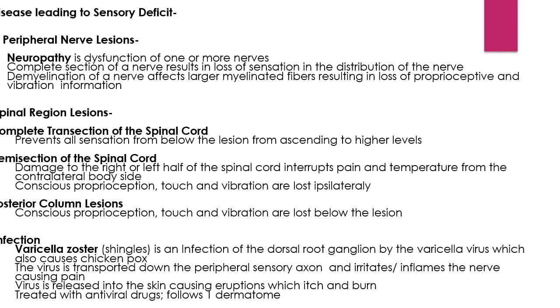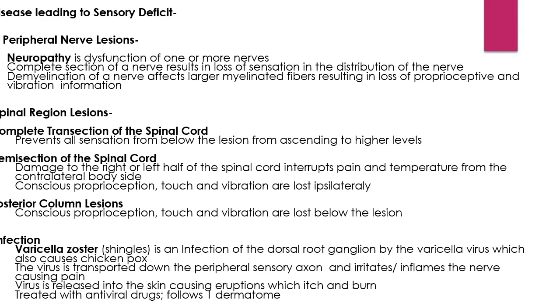There are a lot of diseases leading to sensory deficits. So if we have a peripheral nerve lesion, a neuropathy would be a dysfunction in one or more of these nerves. If there's a complete section or cut of a nerve, like due to a knife, or again, our knife-wielding lunatic, that can result in loss of sensation in the distribution of that nerve, or we could have demyelination of a nerve caused by trauma that could affect maybe a large myelinated fiber, resulting in loss of proprioception and vibration information. A lot of different types of nerve lesions.